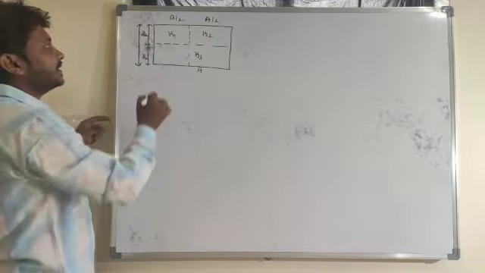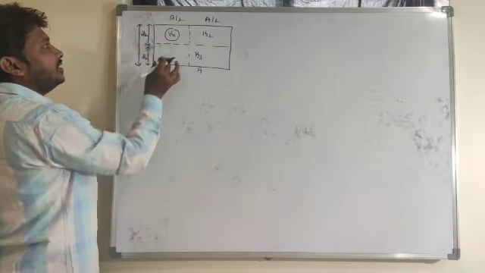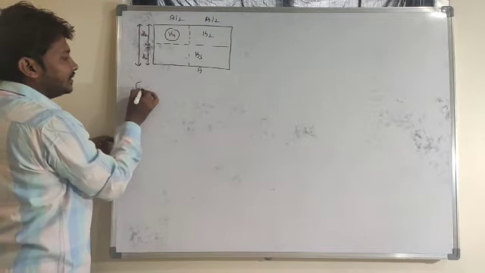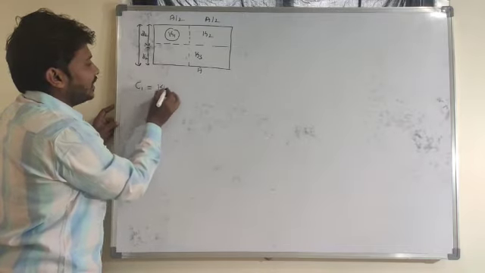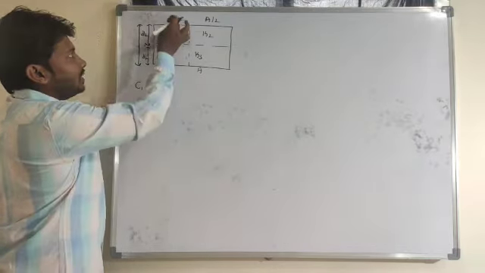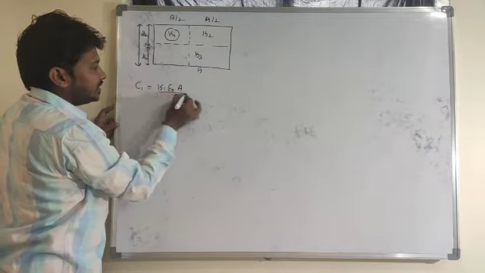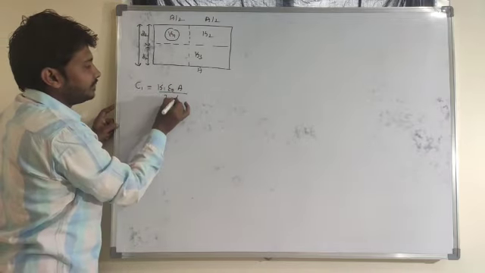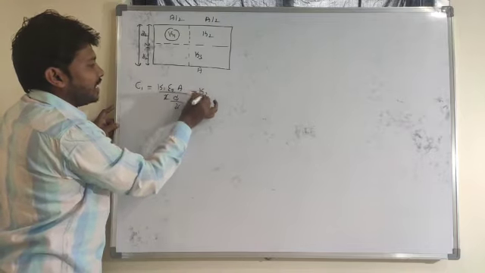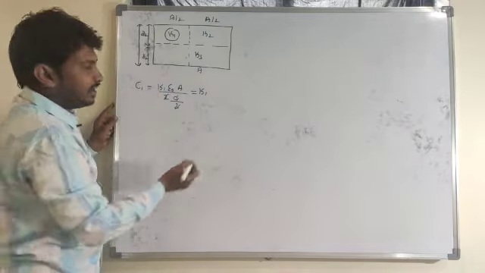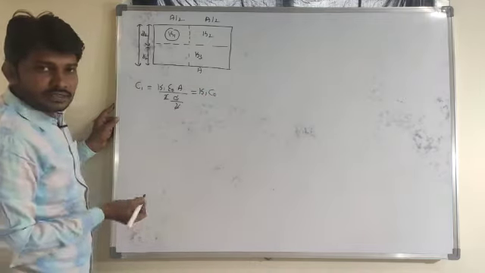First let me consider K1: what is the capacitance value? C1 is equal to K1 into epsilon naught. What is the area here? The area is A by 2. What is the distance here? The distance is D by 2. So C1 is K1 into epsilon naught into A divided by D. Let me take this as C naught here.